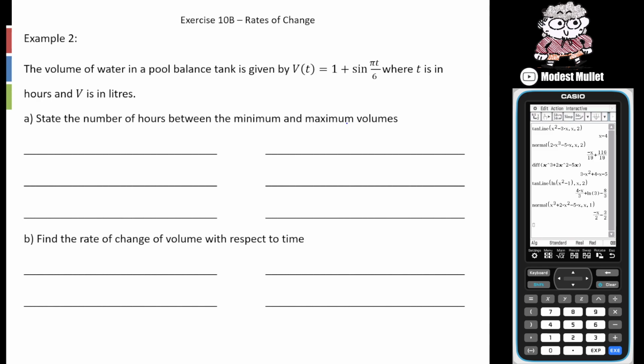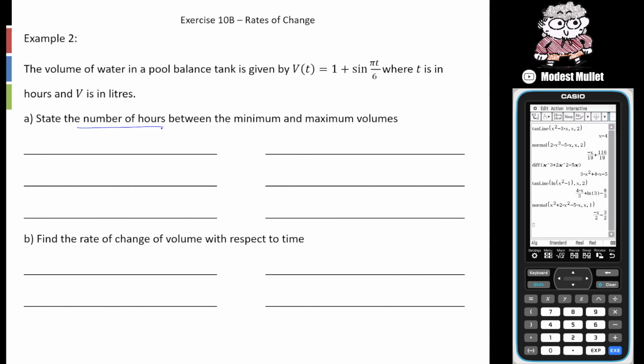Now, if we're using purely differentiation, we'd need to find the derivative and let the derivative equal 0 to find the minimum and the maximum points. Then once you know where the minimum and maximum points are, find the x values for those points, and then do a subtraction and that would be the difference or the number of hours between.